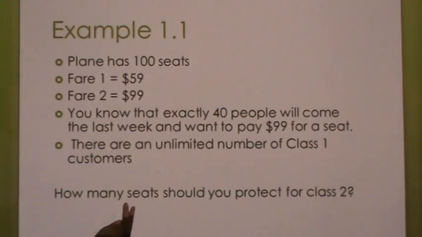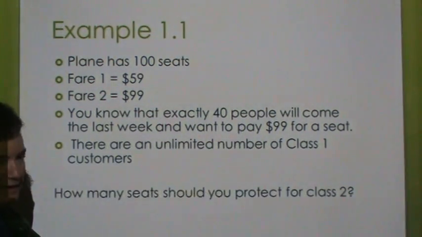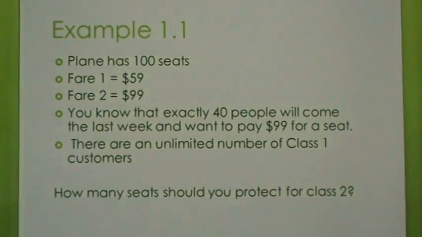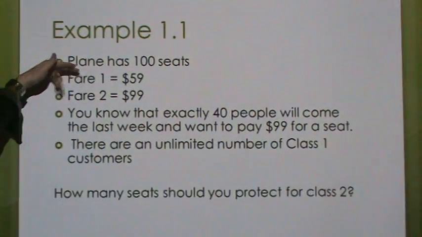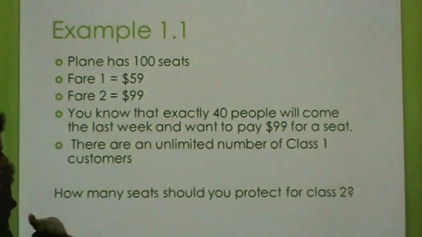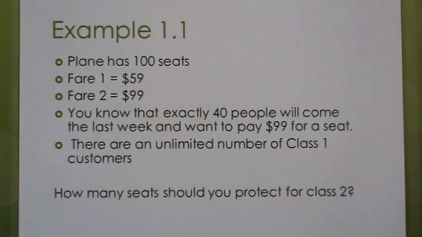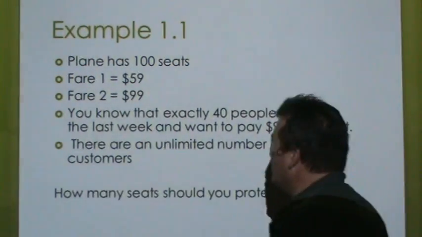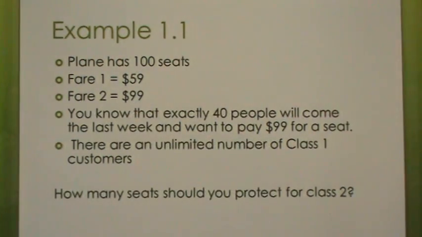If we protected less than 40, then we're going to be selling seats to people for less airfare. And if we protect more than 40, we're going to have empty seats, because all the $59 people come 7 days before the flight, and then we only sell the $99 seats and don't get enough people. Okay, so in that case, we kind of had a crystal ball. We can look into the future and see exactly 40 people were coming.